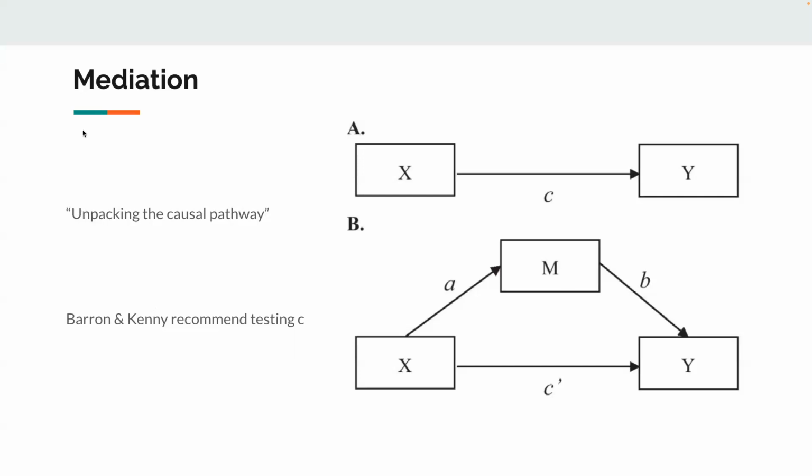So how is mediation different from moderation? Well, a mediator helps to explain the relationship between two variables, while a moderator affects the strength of the relationship between two variables. Baron and Kenny summed it up really nicely when they said that moderator variables specify when certain effects will hold, and mediators speak to how or why such effects happen.